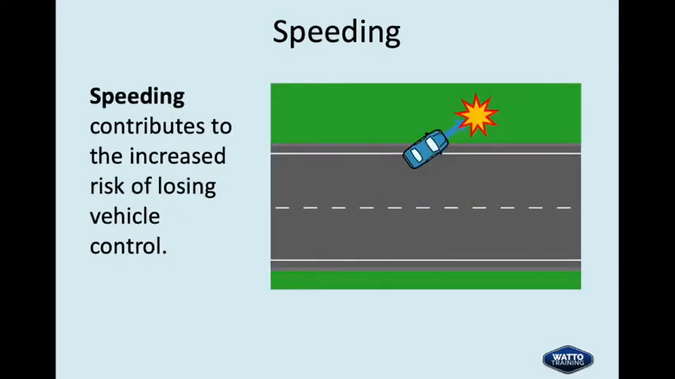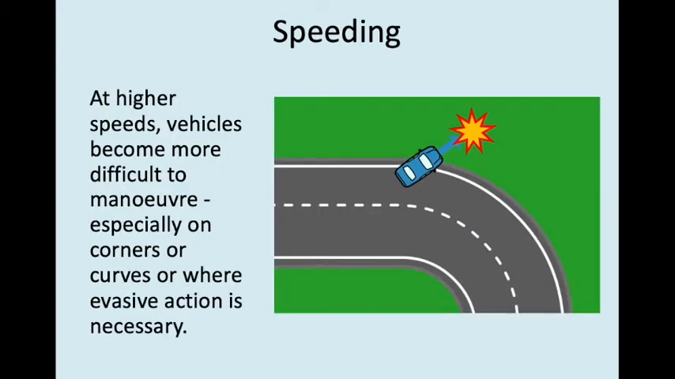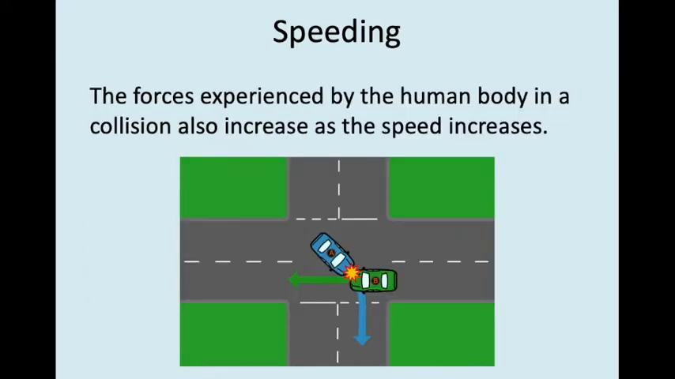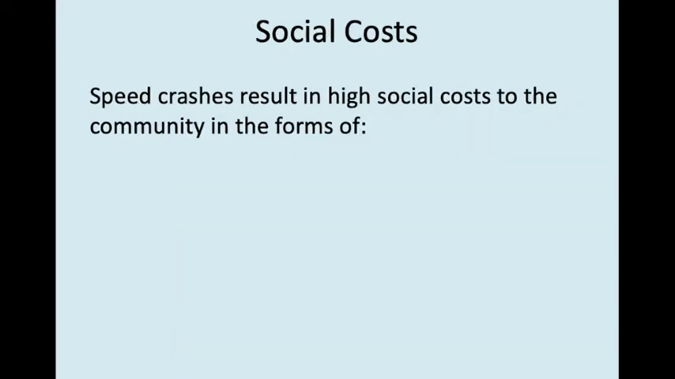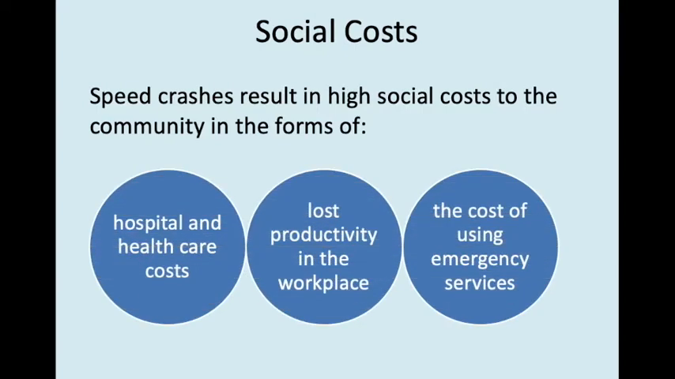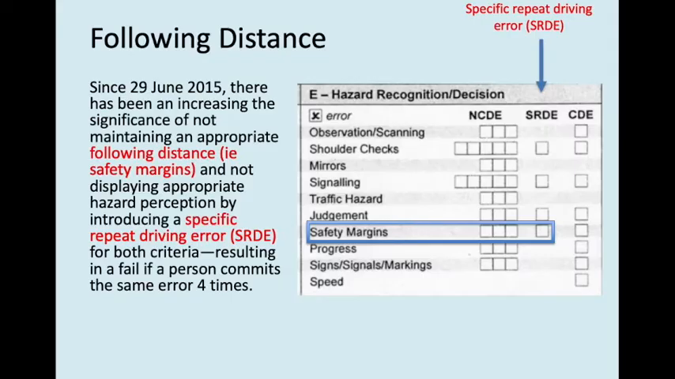Speeding contributes to the increased risk of losing vehicle control. At higher speeds, vehicles become more difficult to maneuver, especially on corners or curves or where evasive action is necessary. The forces experienced by the human body in a collision also increase as the speed increases. Speed crashes result in high social costs to the community in the forms of hospital and healthcare costs, lost productivity in the workplace, and the cost of using emergency services.